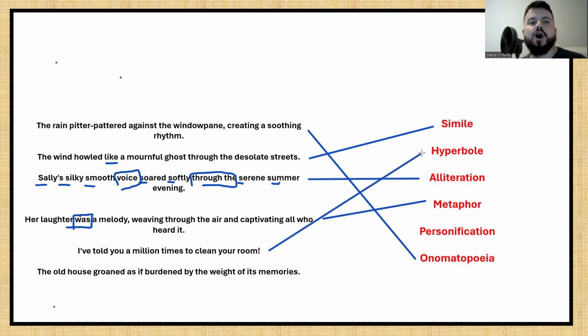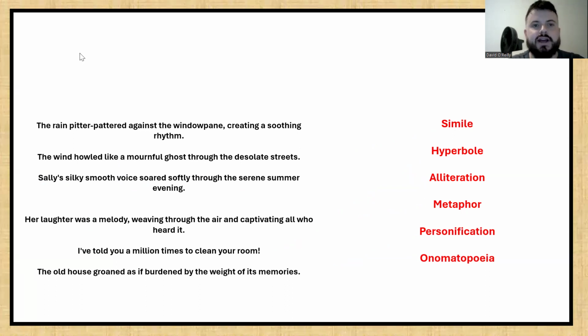And then finally, the old house groaned. It groaned like a human, like a person might groan, as if burdened by the weight of its memories. So the old house groaned is personification because the old house is groaning. It's doing something that humans do. Okay, so well, if you got all of those, and if you didn't get all of those, don't worry. Hopefully you understand why you were wrong. And next time you'll be correct. Okay, let's have a look at what's next.